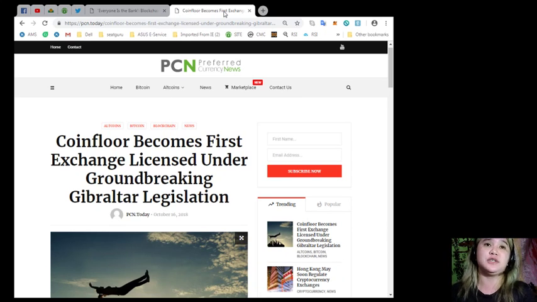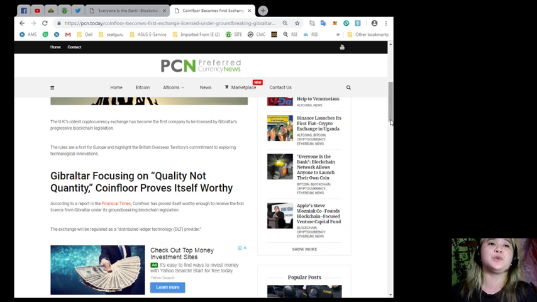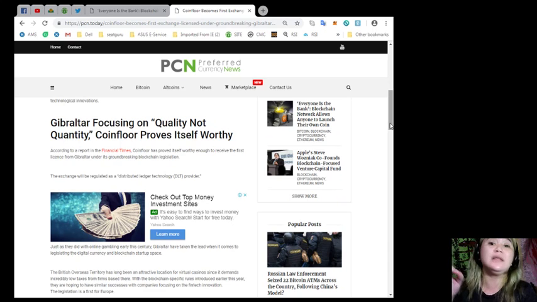For the second news for today, it's also brought to us by PCN, or Preferred Currency News. CoinFloor becomes the first exchange licensed under groundbreaking Gibraltar legislation. Now, the UK's oldest cryptocurrency exchange has become the first company to be licensed by Gibraltar's progressive blockchain legislation. The rules are a first for Europe and highlight the British Overseas Territory's commitment to exploring technological innovations. Gibraltar focusing on quality, not quantity.